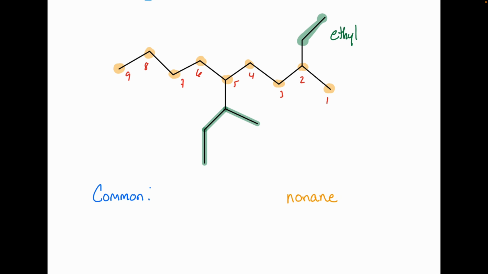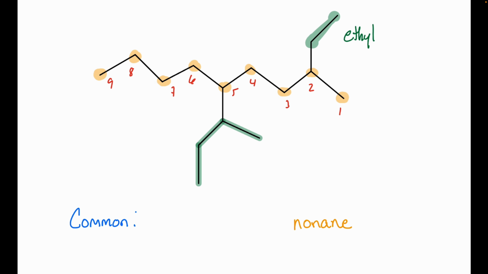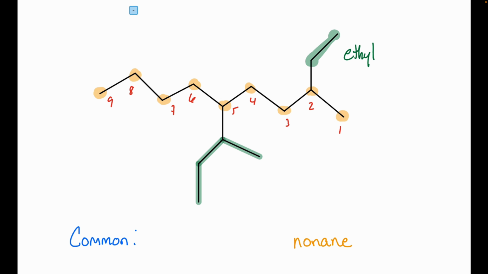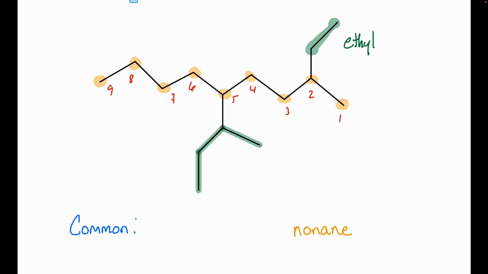Okay, so I've got my parent chain figured out, these 9 carbons. I've got 2 substituents on there, an ethyl group, and then this branched alkyl group. Which one is this one? It's not an iso. The iso has to have the fork at the end here. What is this one? This is a sec-butyl group. The parent chain is attached to the second carbon in that substituent. So this is a sec-butyl group.